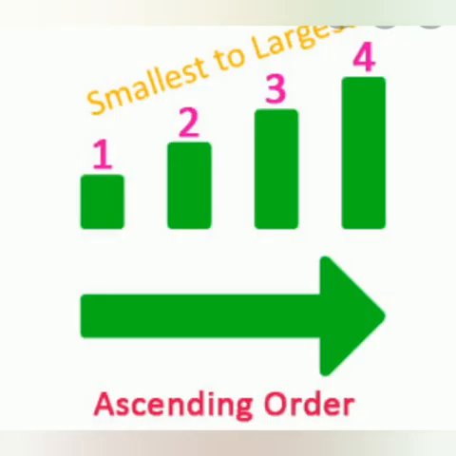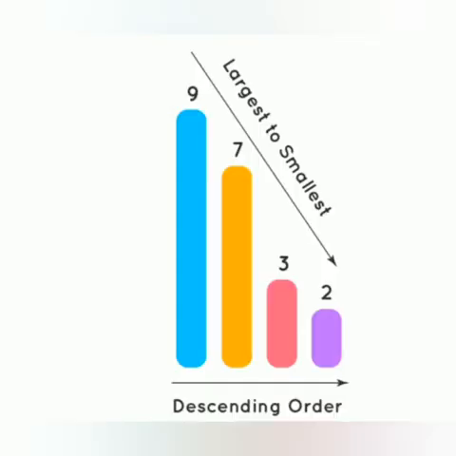Next concept is ascending order. What is meant by ascending order? From smallest to largest. We call this as begin with smallest. Begin with smallest is called ascending order. Next, descending order. What is meant by descending order? Which means largest to smallest. Begins with largest. The number begins with largest comes under descending order.